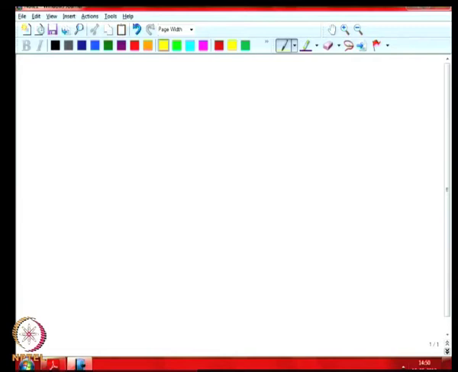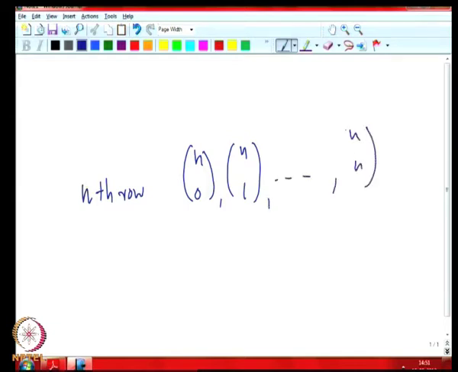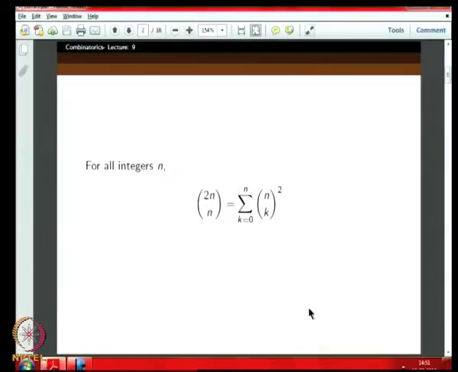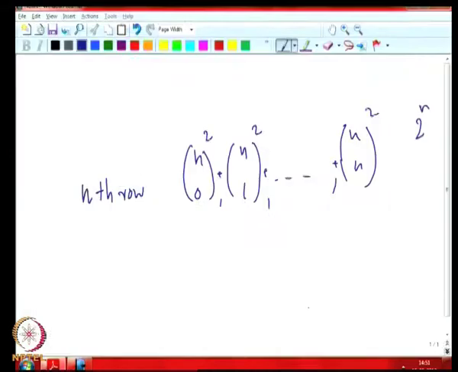What does it say in Pascal's triangle? If you take the nth row, this is n choose 0, n choose 1, and then up to n choose n. You square each of these terms, then add them together. What do you get? If you were adding without squaring, you would get 2 raised to n. Now you are saying that if you square and add, you will get 2n choose n. So, where will 2n choose n be?